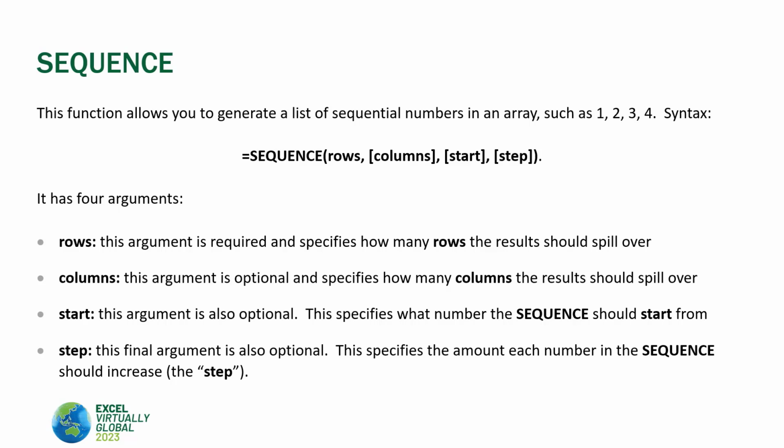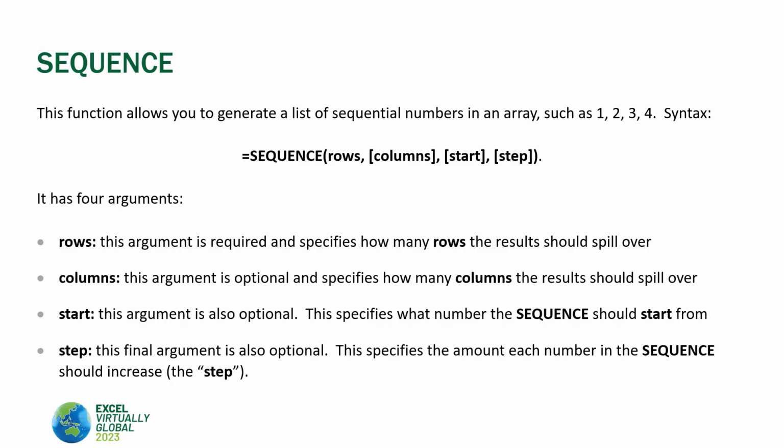Start is also optional and specifies what number the sequence should start from. If omitted, the value is determined to be 1. And step, again optional, specifies the amount each number in the sequence should increase. That's the step. It may be positive, negative, or 0. Now, if it's omitted, the default value is 937,444. Oh no, wait a minute, it's not. It's 1. They're very unimaginative down in Redmond.